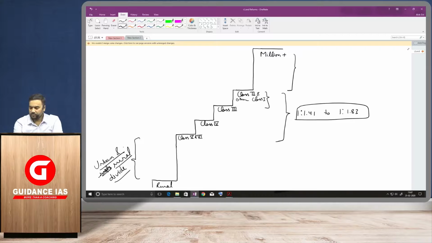While the second exception is found at the lowest order urban settlements and the rural settlements located below them, which is reflective of the high rural-urban divide in India. ठीक है? So that is done.